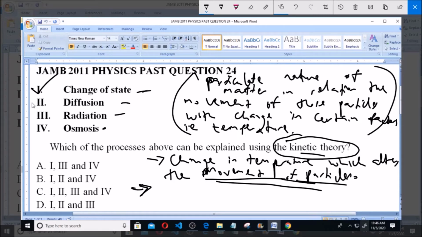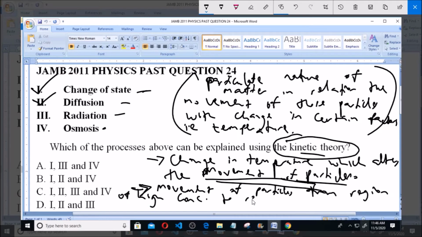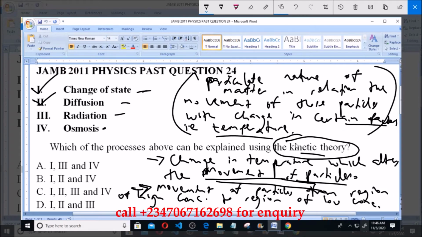Now, item 2 says diffusion. Now, diffusion refers to movement of particles from a region of high concentration to region of low concentration. So this has to do also with particles, and it's also affected by the factors which you mentioned under kinetic theory. So it can be explained using kinetic theory. So diffusion is part of it.